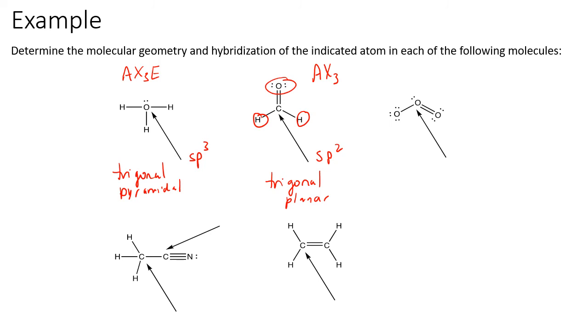Moving on to the right, here we have AX2E. We have 1 atom, 2 atoms, and then we have a lone pair on the central atom. So the shape of this molecule is going to be called bent. And our hybridization, well, AX2E belongs to the AX3 family, so it's going to be the same as the last one. We have sp2 as the hybridization.